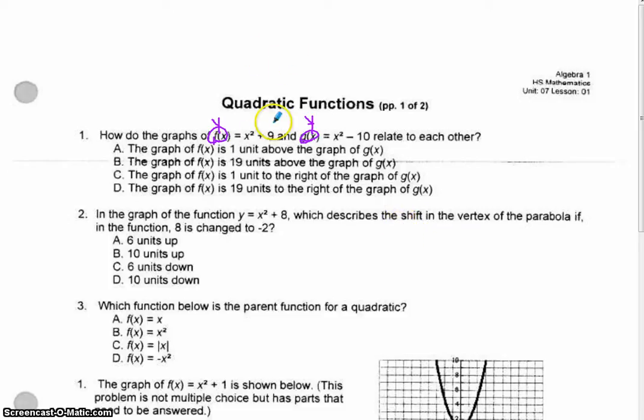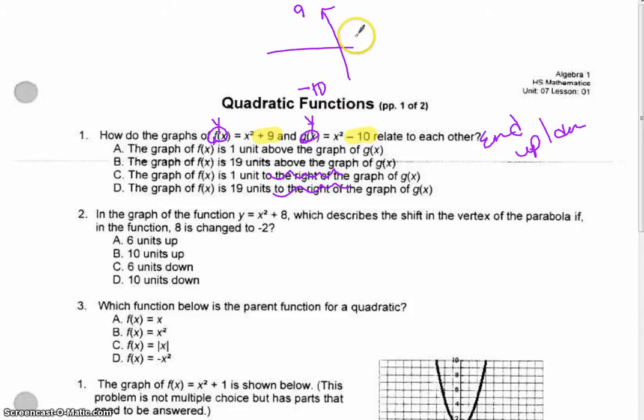So we're noticing that the difference is at the end. If it's at the end, we're talking about an up-down change, right? At the end, we said it was either going to go up or down. So look at your answer choices. It's not going to go to the right or left. So is f of x, which is plus 9, 1 unit above g of x, or is it 19 units above? Well, you've got to realize that you've got one way up here at positive 9 and one way down here at negative 10. So you're going to go up from negative 10 to 0, from 0 to 9. So it's going to go up 19 units. So your answer here is B.